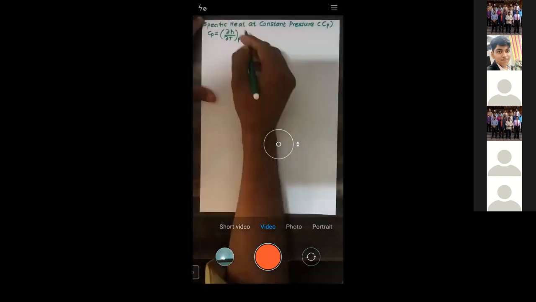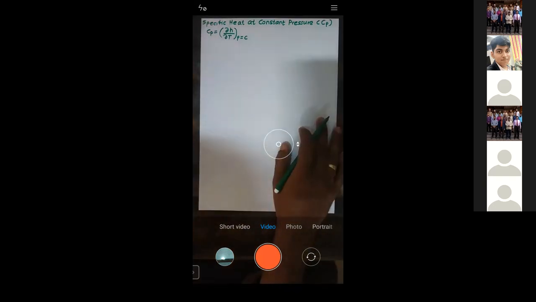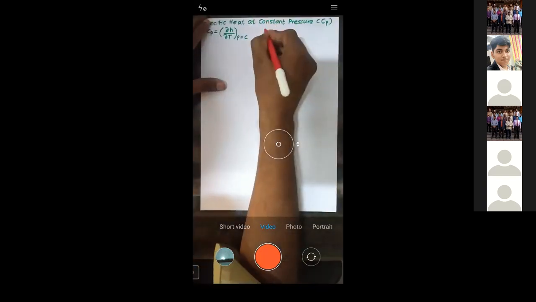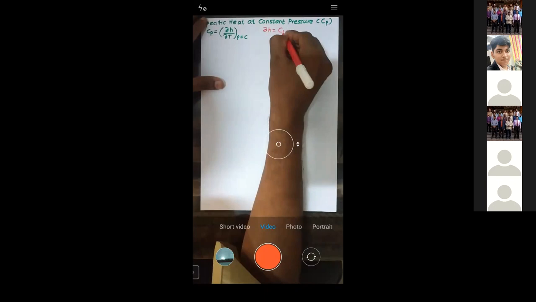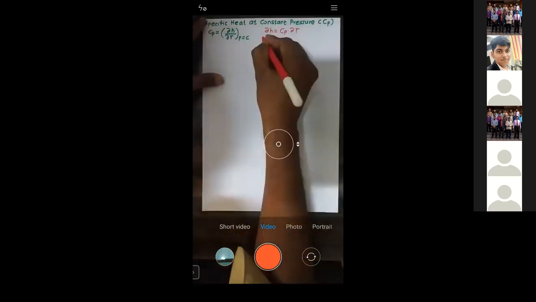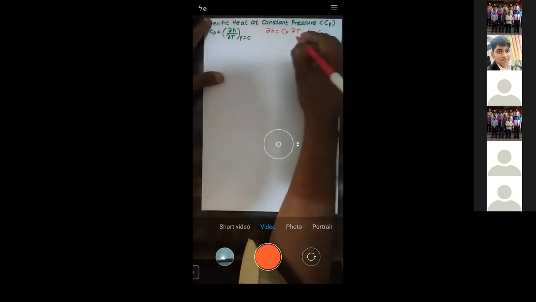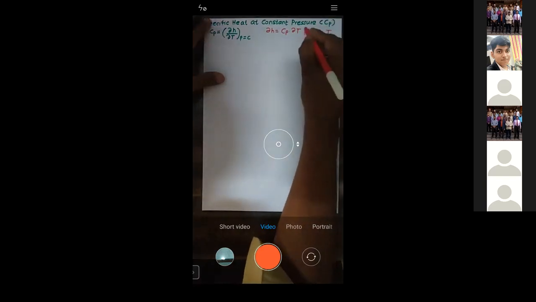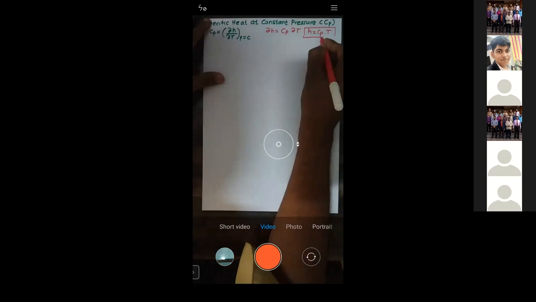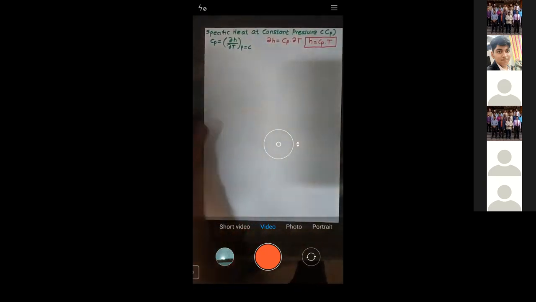From this expression only, we will get the formula for enthalpy. If you ask me what is the value of dH, dH is given by Cp into dT. If you integrate dH, it is given by H. Cp is a constant value, and the integration of dT is T. So from this we will get the formula for enthalpy: H is given by Cp into T. Is that okay? Yes.